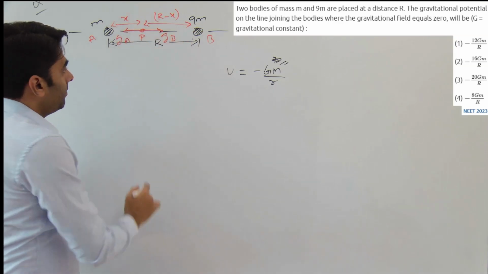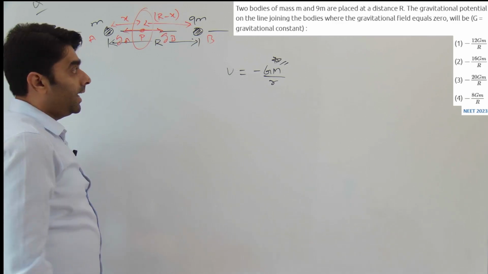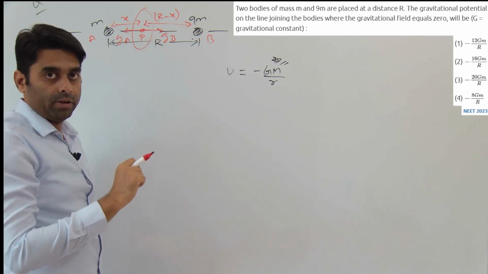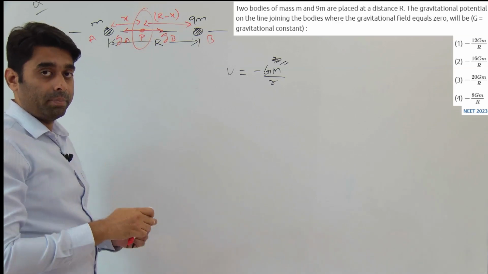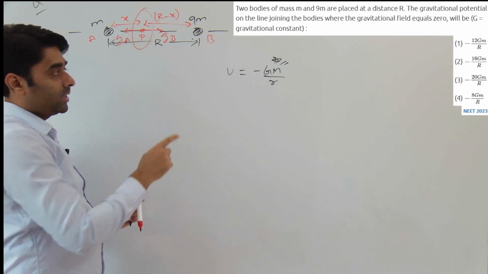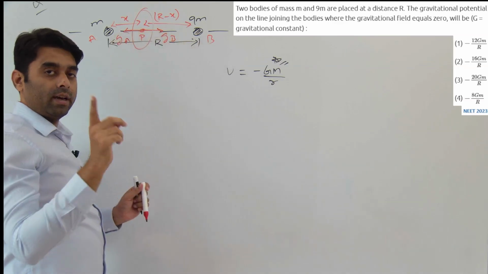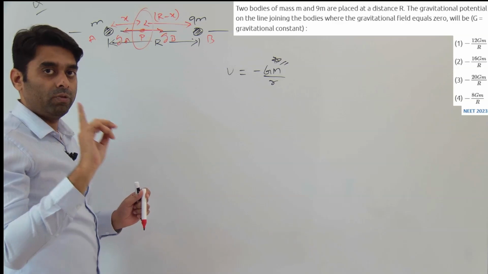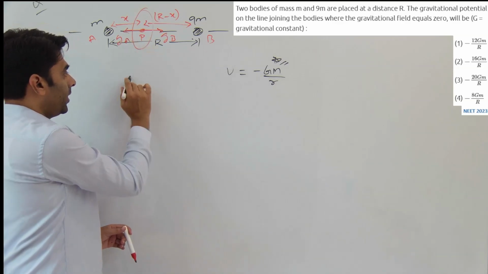If the gravitational field at this point P has to be 0, that implies these two should be equal in magnitude. Net gravitational field at this point P should be 0. When will that happen? When the magnitudes are equal, because direction-wise they are opposite. Gravitational field will be towards the masses, so they are opposite to each other direction-wise. So if they become equal in magnitude, it will become 0. So G net at point P is 0.